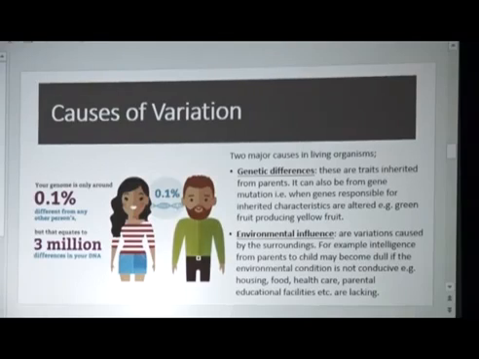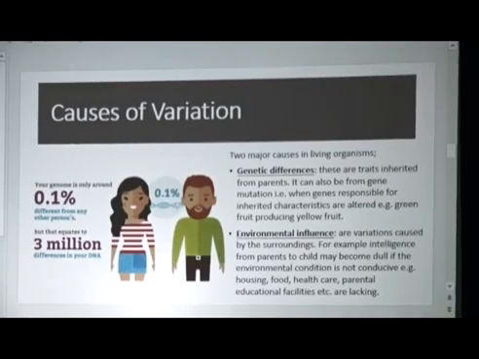For instance, in plants, a plant that is supposed to produce green fruits now producing yellow fruits. In human beings, we have what is known as Down syndrome. A child with Down syndrome. That is genetic, that is gene mutation.